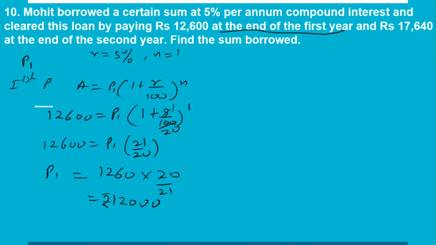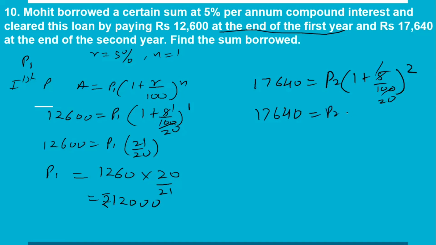Now for the second time, the amount is going to be 17,640. N is going to be 2 years, and the interest is again at the same percent. So we have 17,640 is equal to the second principal P2 into 1 plus R upon 100 raised to 2. 5 ones are 5, 5 20s are 100 again. So you get 17,640 is equal to P2 into 21 upon 20, squared.